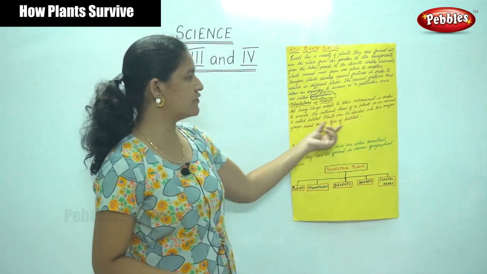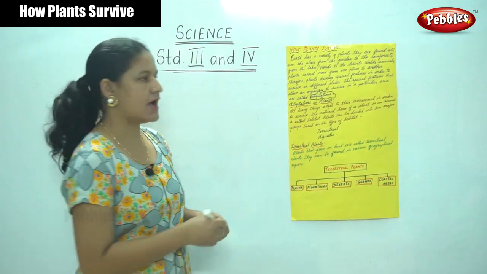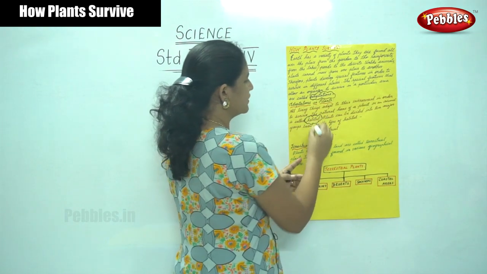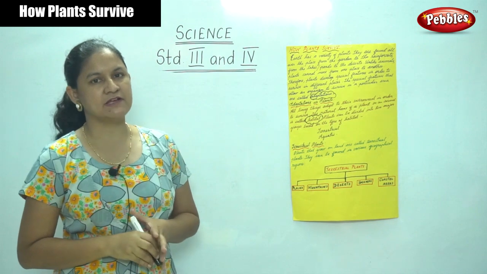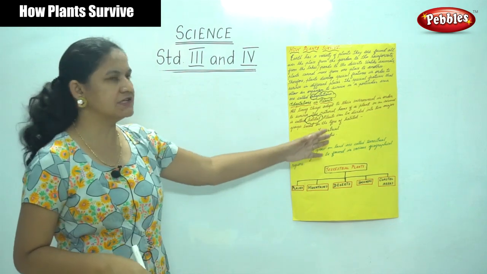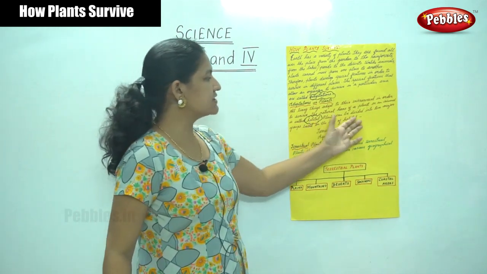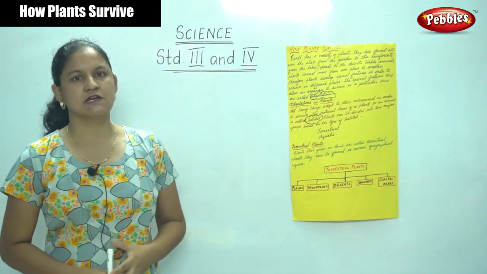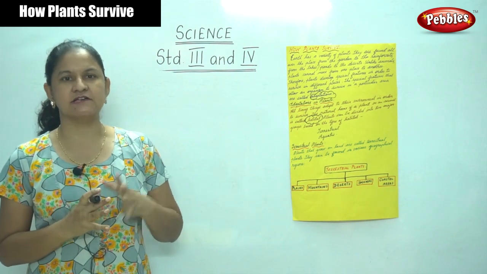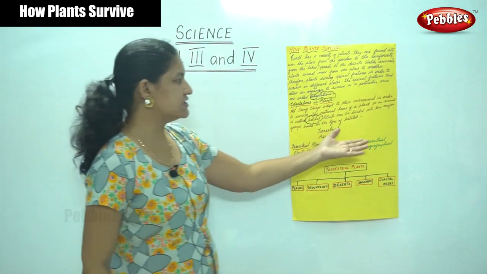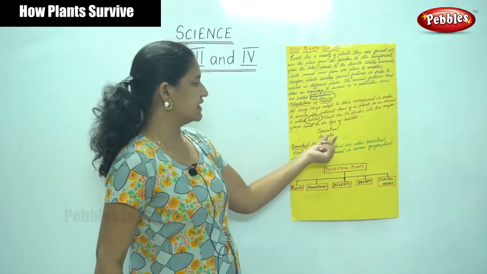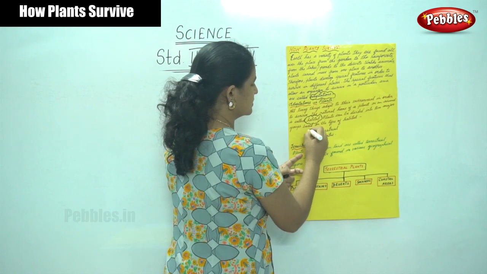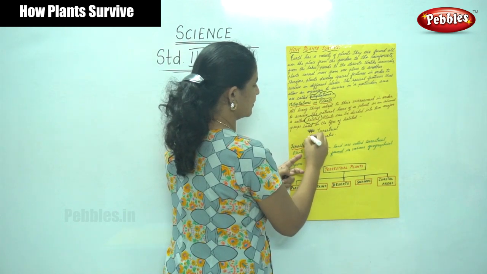The natural home of a plant or an animal is called its habitat. Plants can be divided into two major groups based on the type of habitat: your terrestrial and your aquatic.